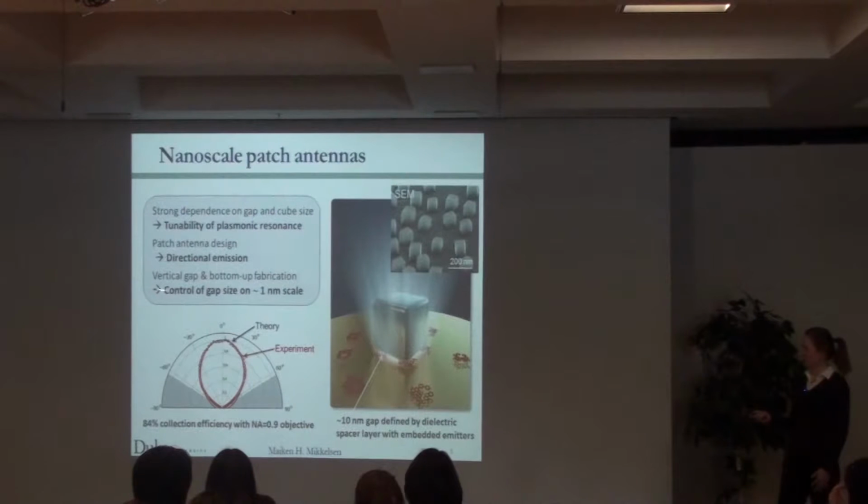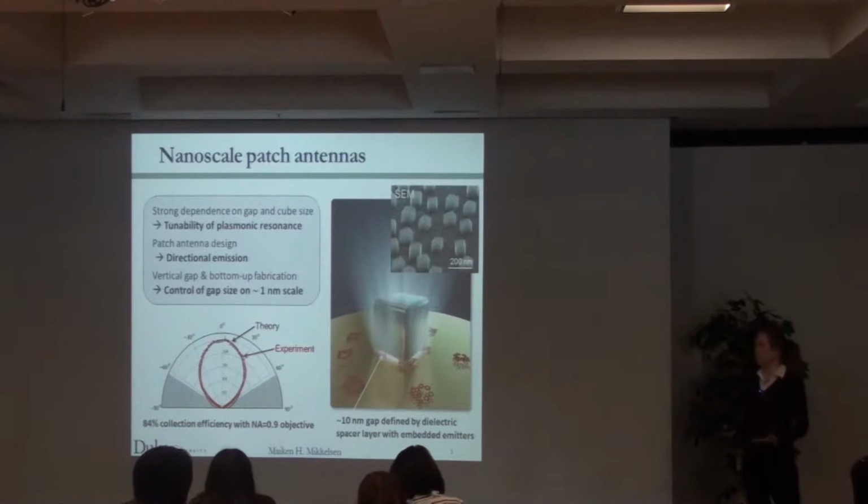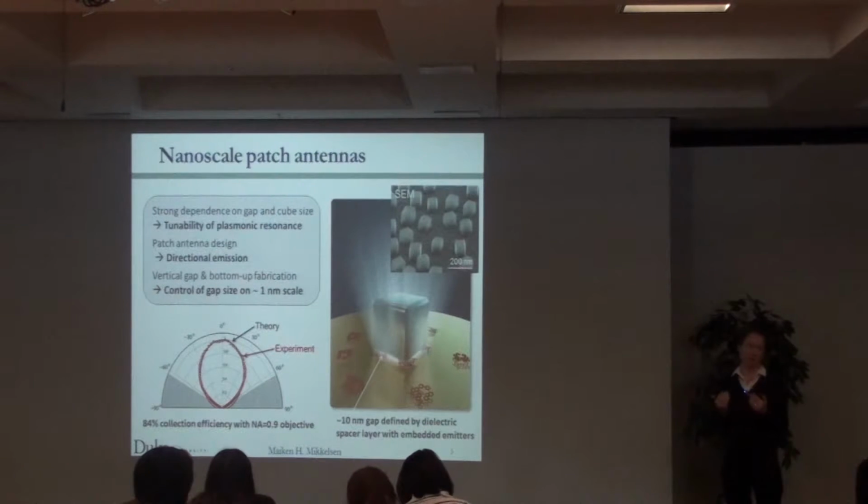And the final really important advantage of this structure is that we're utilizing a vertical gap mode, which allows us to use well-established bottom-up fabrication techniques in chemistry that can allow us to control the gap size to within a single nanometer, which we wouldn't be able to do if we had a lateral structure fabricated using electron beam lithography, such as the typical bow tie nanoantenna structure.